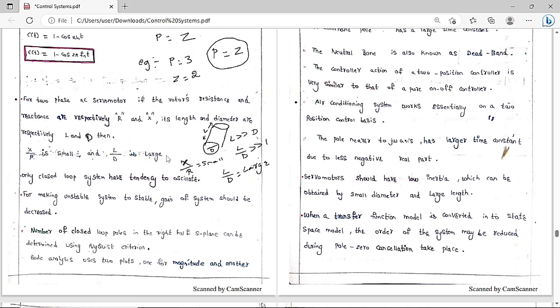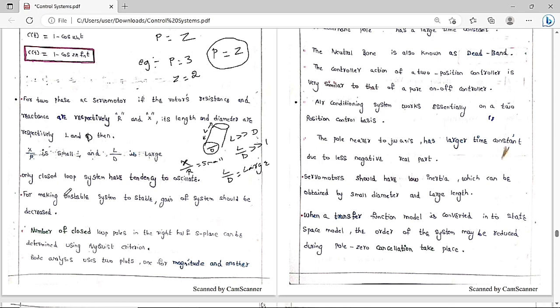So we can say for two-phase AC servo motor, if the rotor resistance is R and the rotor reactance is X and its length is L and its diameter is D, then in the case of AC servo motor, this is the rotor construction, less diameter but large length. So L is always greater than D. So L by D is always greater than 1. So we can say L by D is large, because X by R is very small. So therefore this is the case.